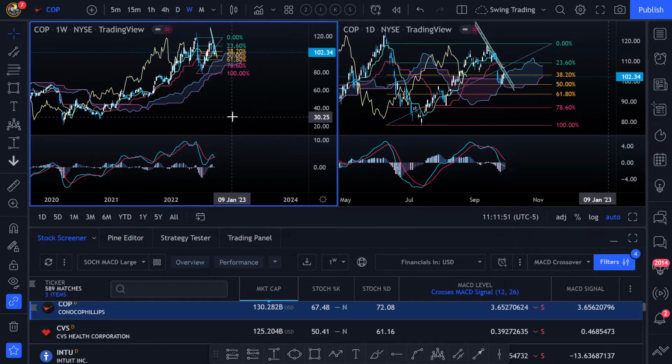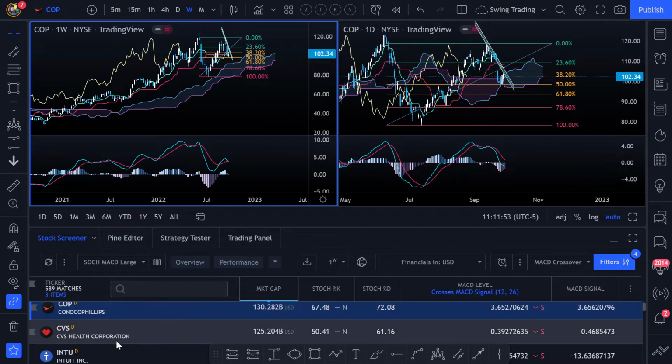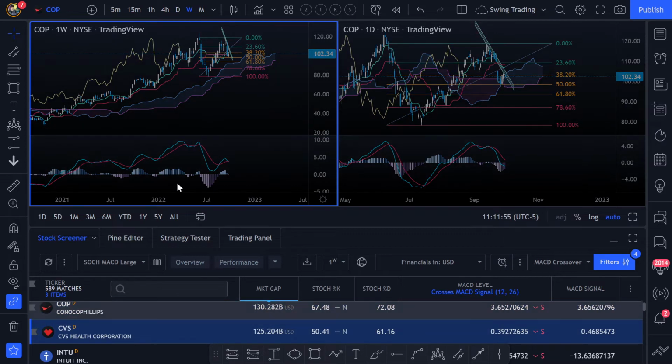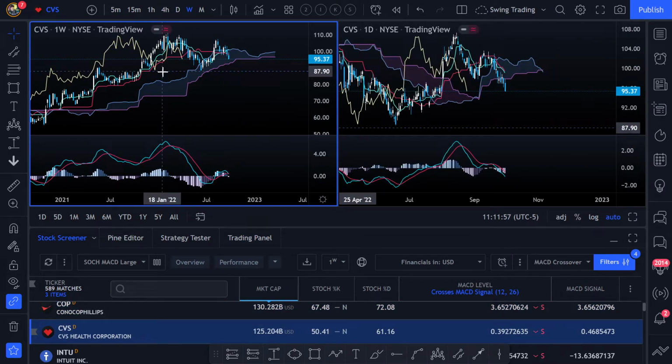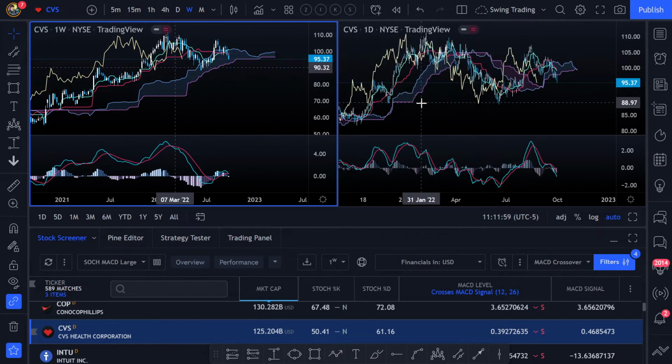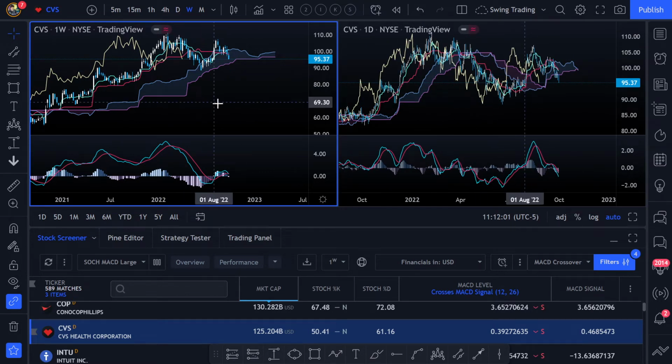So yeah, I think that's it for this one. Moving on to the next one. Another one with a bearish MACD crossover in the weekly time frame.